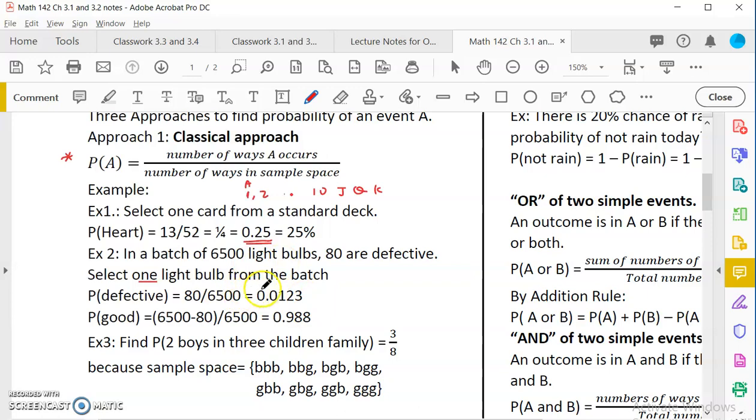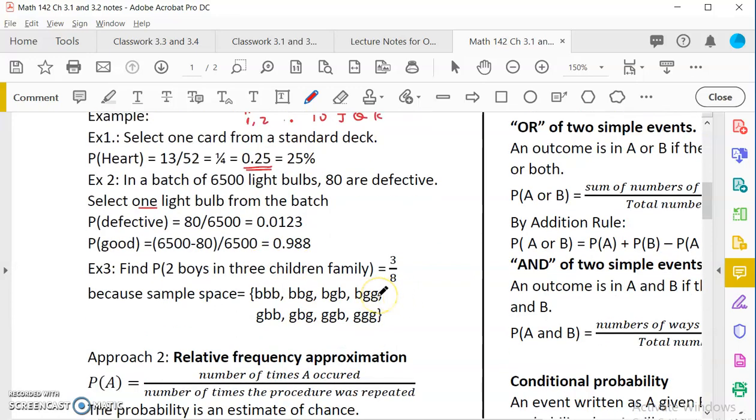Example 3 would be a family has 3 children. What is the probability that this 3-children family has 2 boys? You might say, well, the sample space may be 0 boys, 1 boy, 2 boys, 3 boys, right? You might be thinking, oh, they have 2 boys, so it's 1/4. But it's actually not. It's 3/8. Why? Because these are not equally likely.